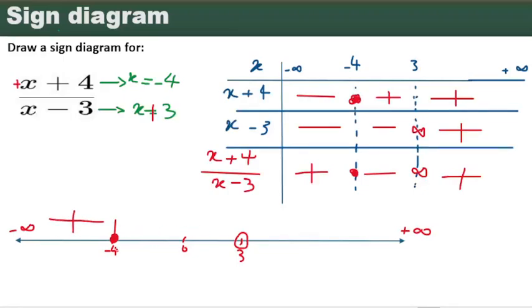From negative 4 to positive 3, my sign would be negative, and here would be positive.